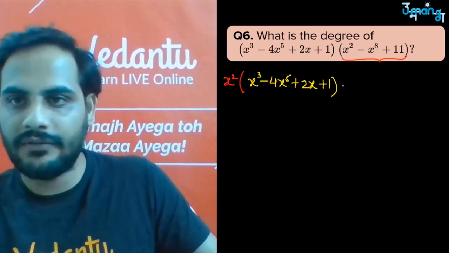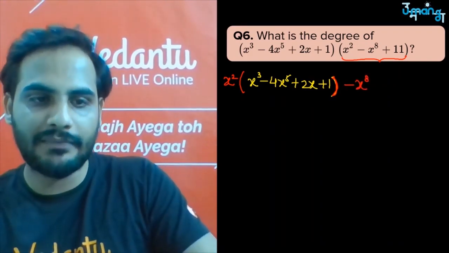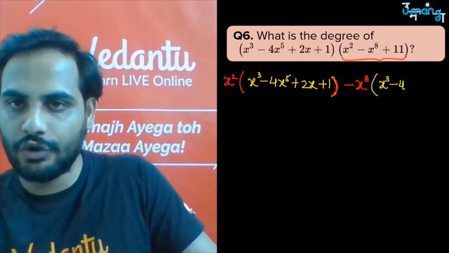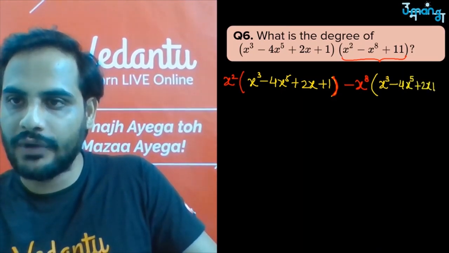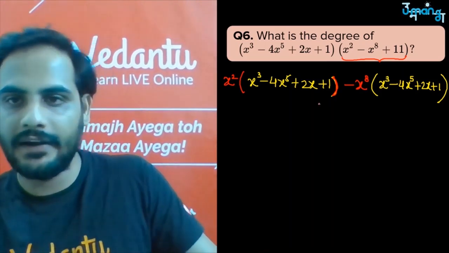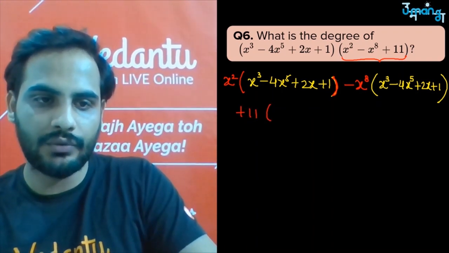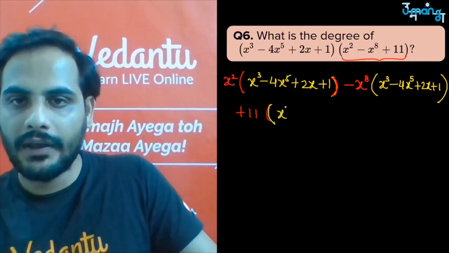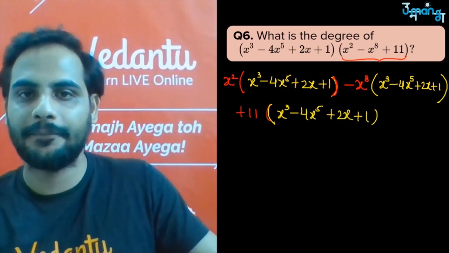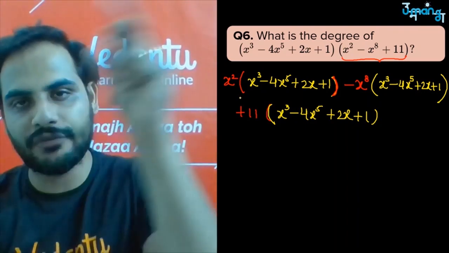After that we have, what do we have? We have minus x raised to the power 8. So multiply this minus x raised to the power 8 with the first bracket, x cube minus 4x raised to the power 5 plus 2x plus 1. And then at the end we have plus 11. At the end we have plus 11 into again the first bracket, which will be equal to x cube minus 4x raised to the power 5 plus 2x plus 1. Got it? This is how you do the multiplication. Choose any one bracket and each term of that bracket should be multiplied to the other bracket.